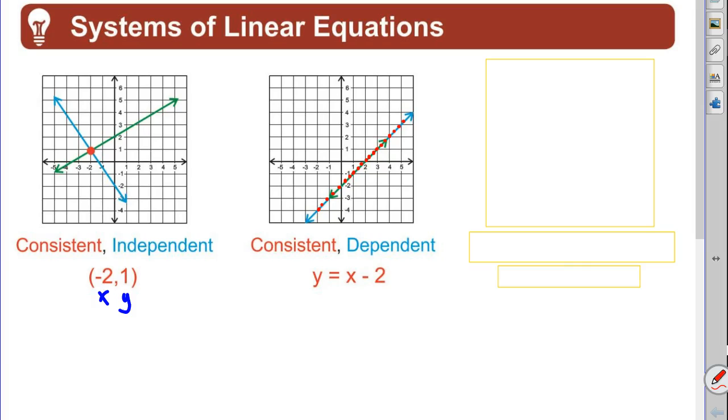This equation is in slope-intercept form, right? It could be in standard form as well. We've given it in slope-intercept form. All right, so those are two of the three possibilities.